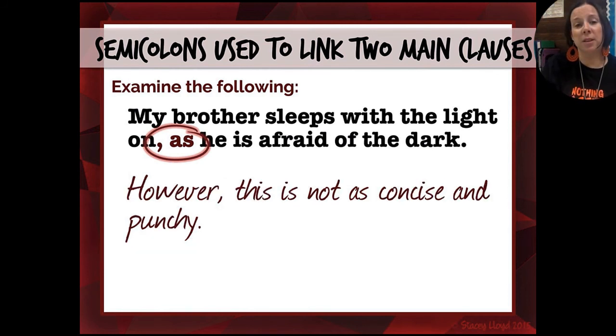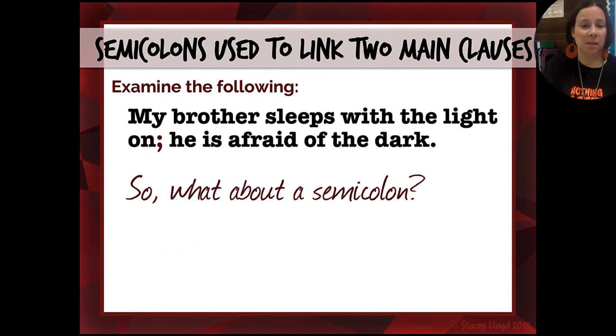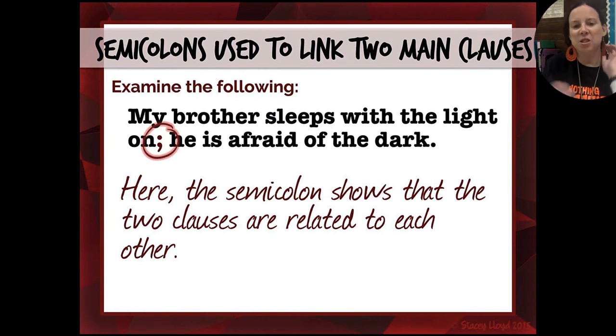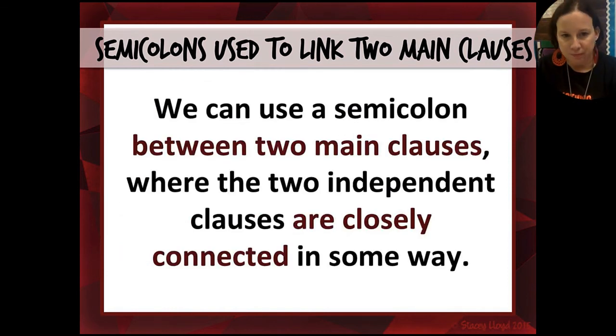But another way you can do it is a semicolon. My brother sleeps with the light on, semicolon, he is afraid of the dark. Okay? This shows that they are closely related, and it's a little bit more concise, and it's to the point. So it has a little bit more emphasis by not putting that comma in as. That comma in as pulls away a little bit from the emphasis. Okay, so the thing is you can't just slap 2 clauses together with a semicolon. They have to be closely connected.